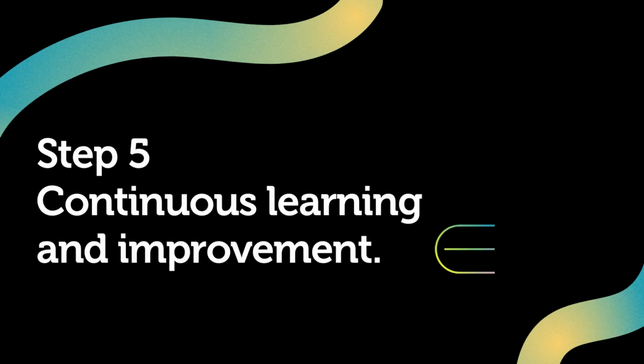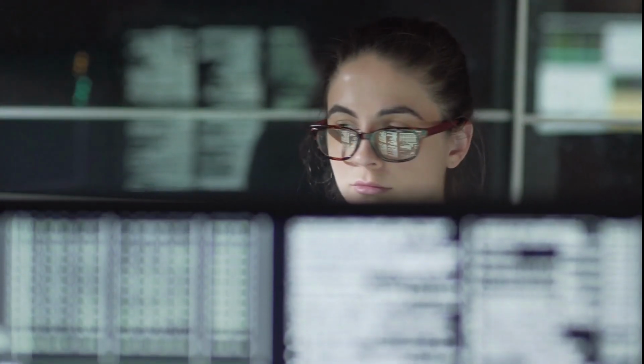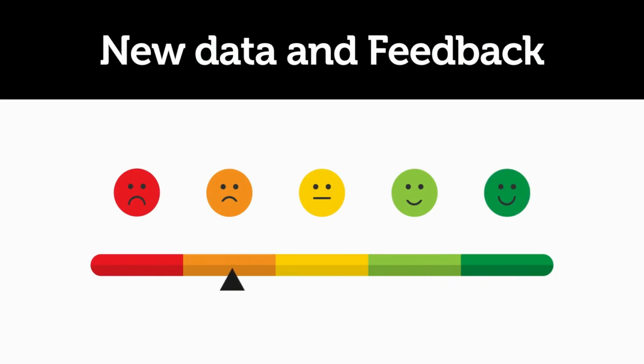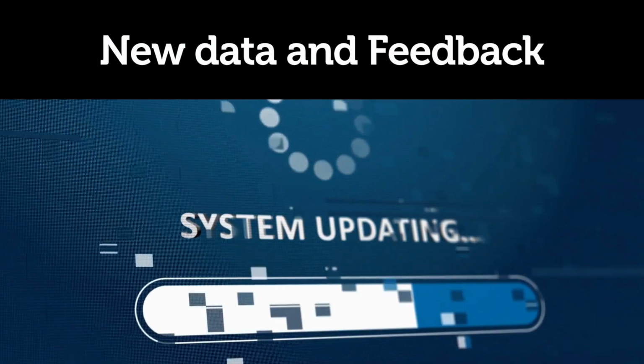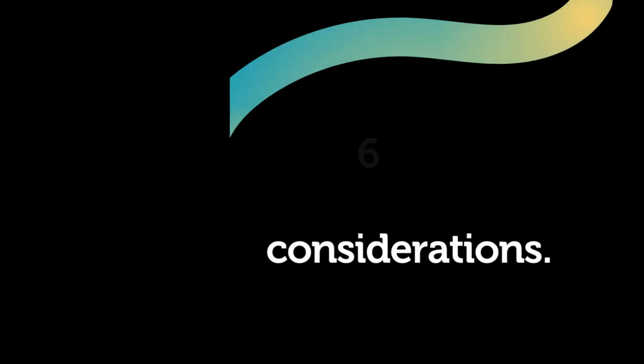Step 5. Continuous learning and improvement. ML is an iterative process. Continuously monitor and evaluate the performance of your ML system, fine-tuning it based on new data and feedback. This will ensure its accuracy and relevance over time.